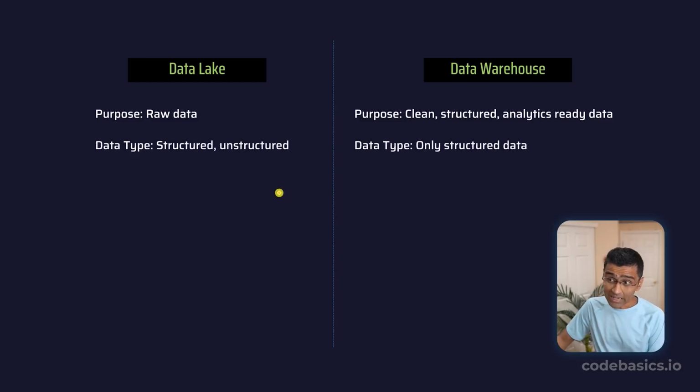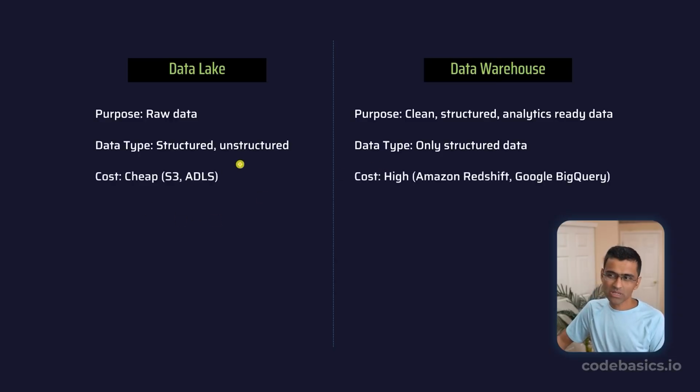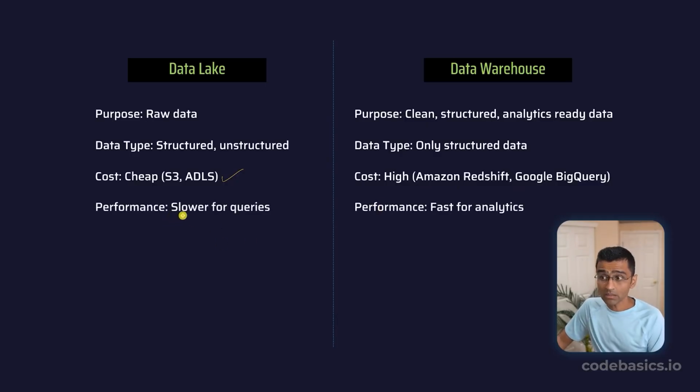The data type in data lake is both structured and unstructured. It can store both. Whereas in data warehouse, mostly structured data so that you can run SQL query, you can do BI on top of it. And the storage cost is cheap in S3 and ADLS, whereas data warehouses such as Amazon Redshift, Google BigQuery are costlier. Here in data lake, if you want to do query on your raw data, let's say you have S3, you have a bunch of JSON objects, you can use this tool called Athena to perform queries, but it will be slower.